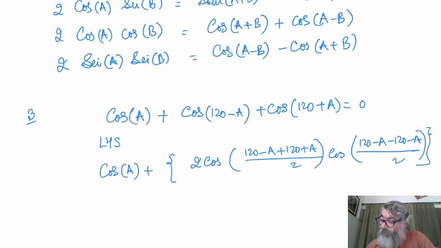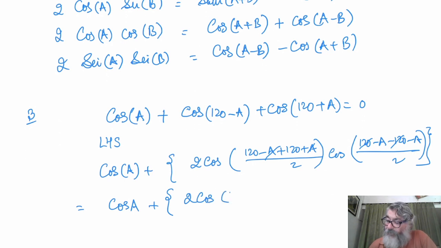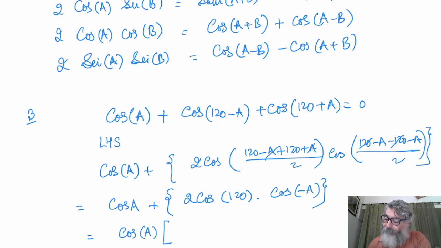Let us see whatever we can cancel. Minus A plus A will cancel, 120 minus 120 will cancel. So you will get cos A plus 2 cos 120, since 120 plus 120 is 240, so it will be 120, and this will be cos minus A, because minus 2A by 2 will be minus A. Cos minus theta is cos theta only. So cos A can be taken out common, and you are left with 1 plus 2 cos 120.